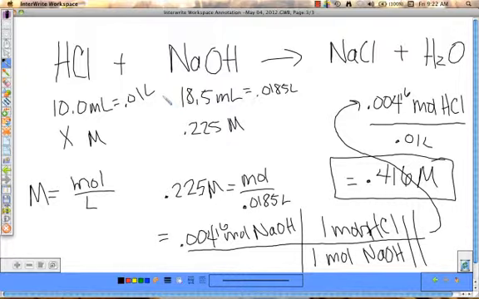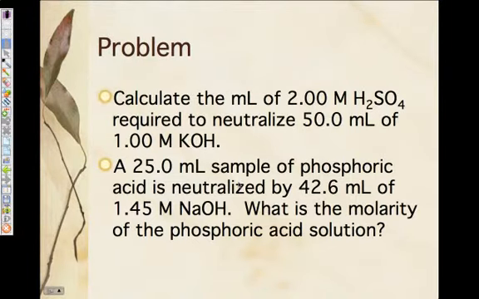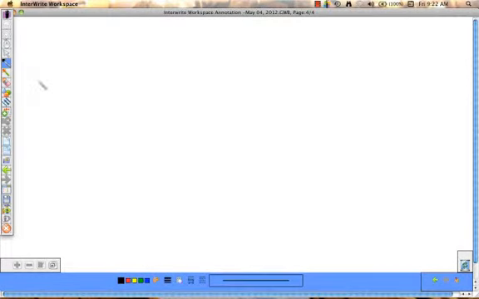So let's do another one. Isn't there another one in your notes? Okay, so this one's a little different because we're calculating milliliters. But if we can get to moles of acid and we know the molarity, can't we figure out what the volume would be? I think so. So we have sulfuric acid reacting with, what was it reacting with? I didn't see. Sodium hydroxide or potassium hydroxide?